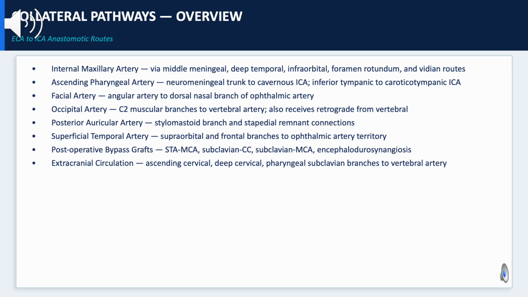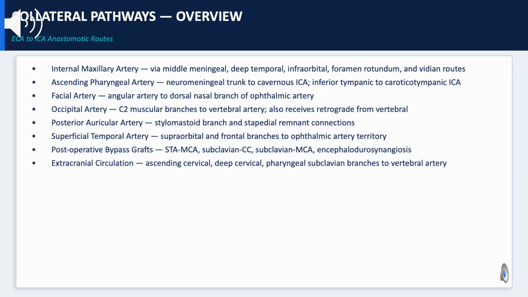Before any ECA or ICA embolization, run through each of these 8 pathways and ask, is the target vessel a contributor to this route? For internal maxillary artery procedures, check MMA ophthalmic via lacrimal, ATA ophthalmic via orbital branch, infraorbital ophthalmic via inferior orbital fissure, foramen rotundum to inferolateral trunk, and Vidian to petrous ICA.